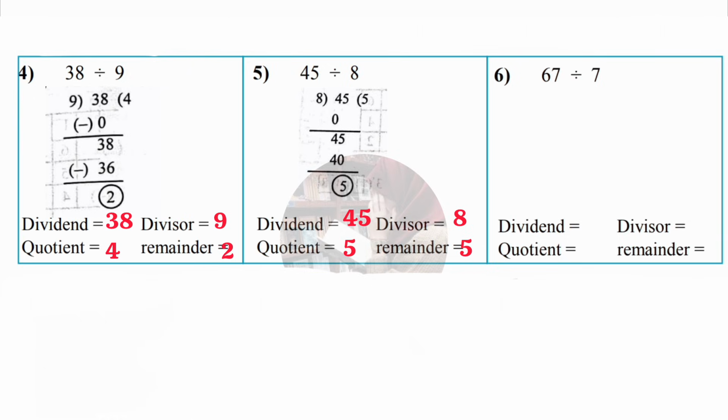Got it? Let's see the sixth one, which is 67 divided by 7. Okay, write down. So 7 9s 63. So we are left with 4, which is the remainder. Write down. Dividend is 67, divisor is 7, quotient is 9 and remainder is 4.